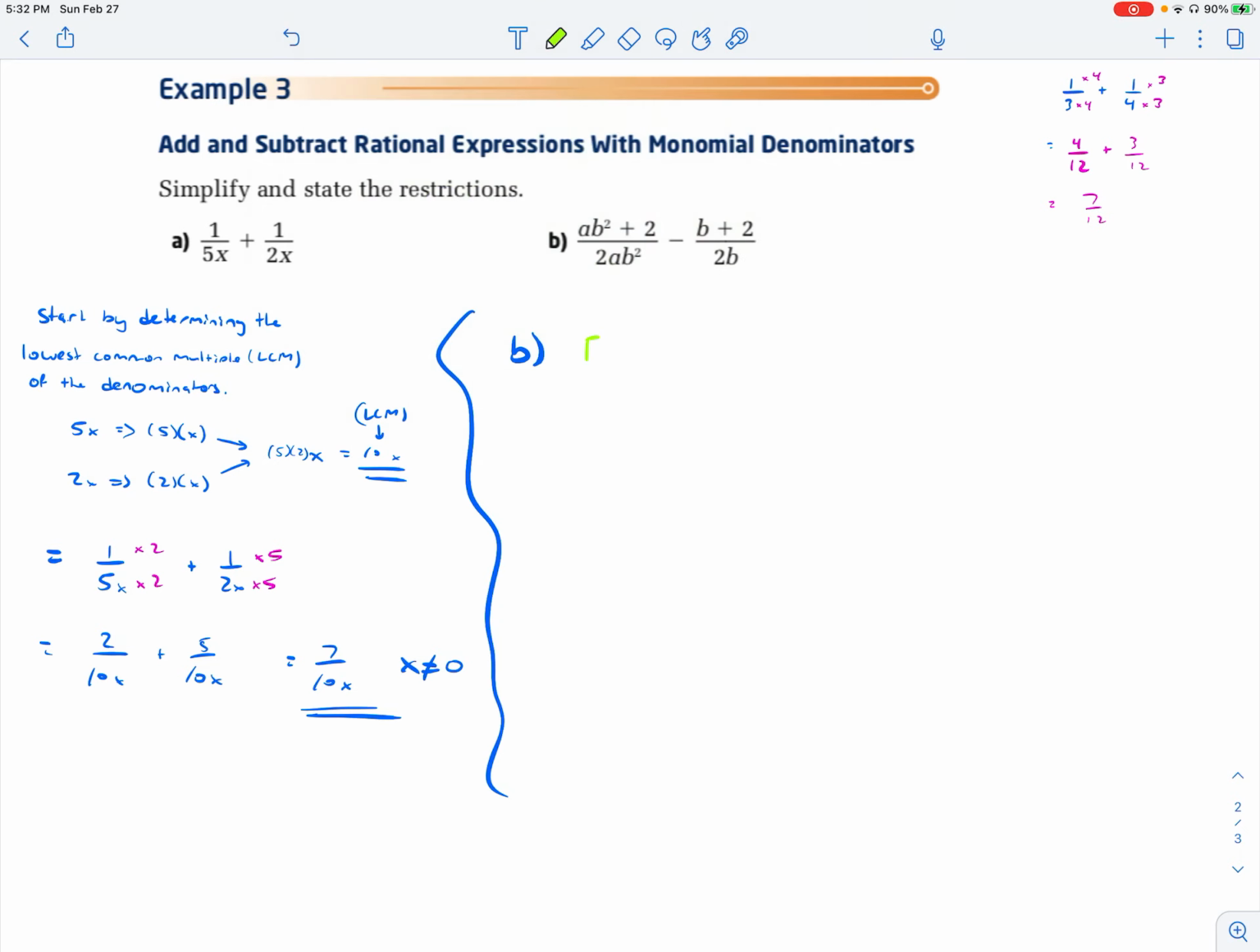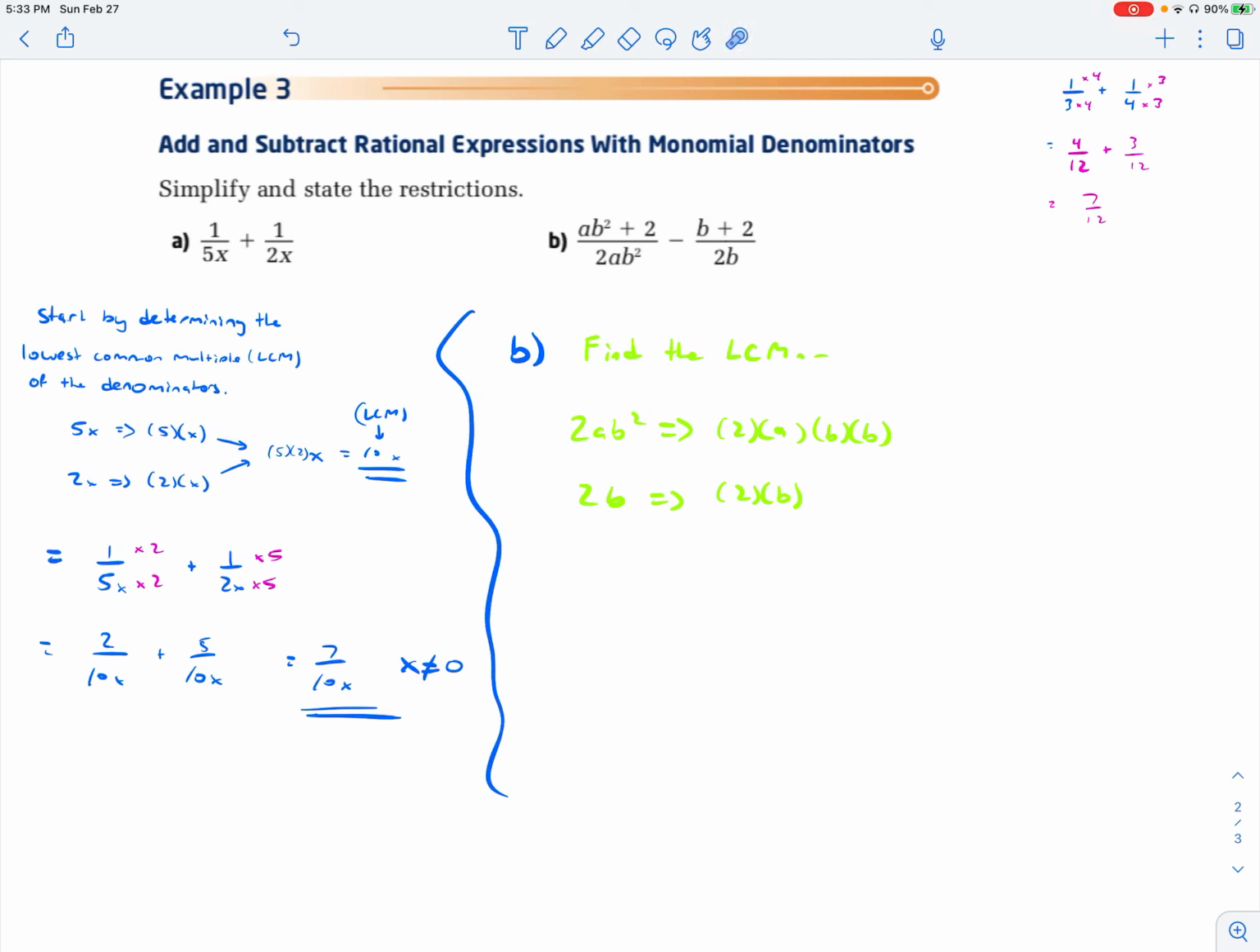start by finding the lowest common multiple. So we're going to take a look at what we have in our denominators. We have 2ab squared for the one, and we have 2b for the other. So when I factor these, we're going to have 2 and a, and we have 2 b's, because b squared is actually just b times b. And the other one, we have a 2 and then times a b.